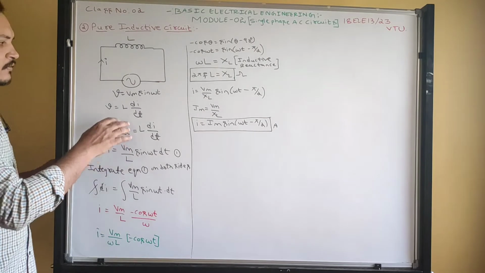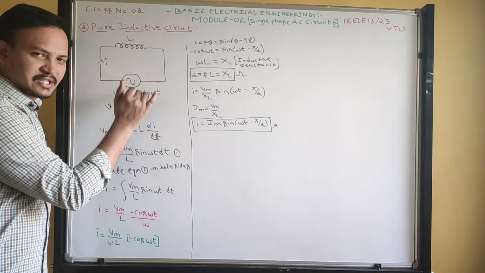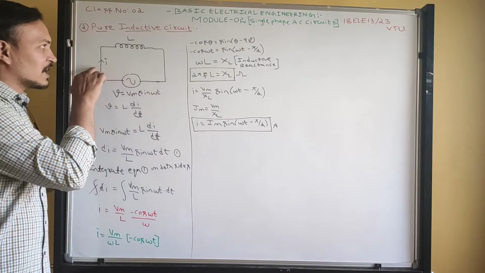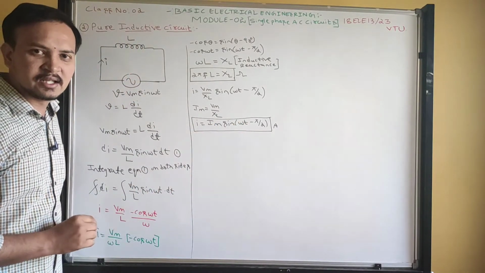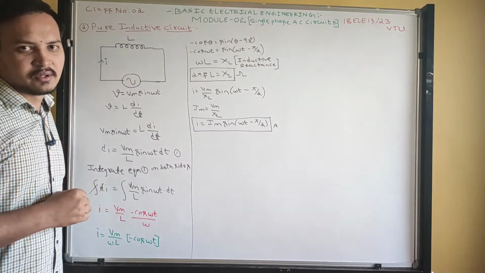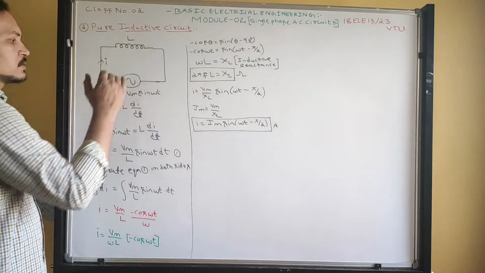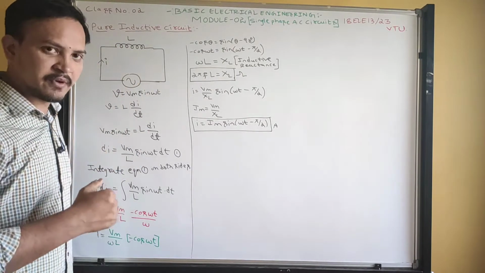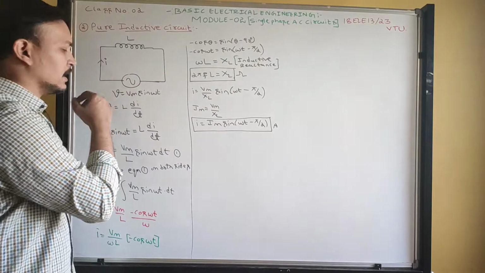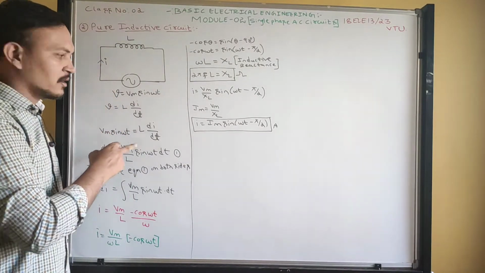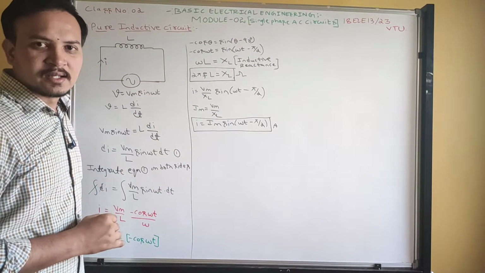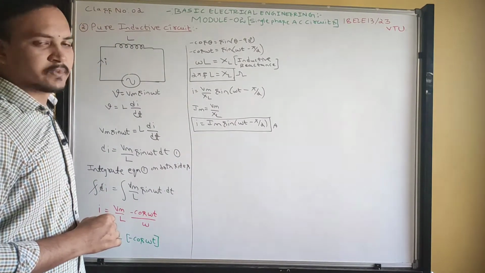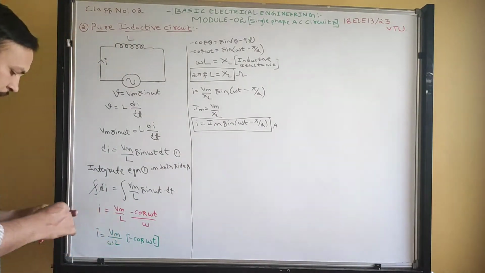If the reference is voltage, then with respect to voltage, the current flowing through the inductor lags by 90 degrees or pi by 2 radians. So in a pure inductive circuit, we have a lagging phase difference between voltage and current. The current falls behind the voltage at all instants by 90 degrees. Okay, got it?